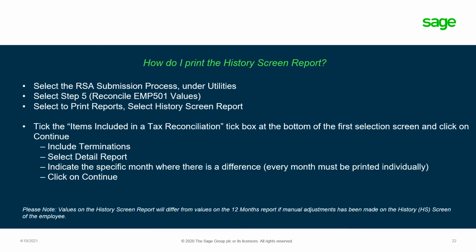You can include terminations. Select Detail Reports. Indicate the specific month where there is a difference. We suggest that you print every month individually, and click on Continue. Please take note that values on the History Screen Report will differ from the values on the 12-month report if manual adjustments have been made on the history screen of the employee.